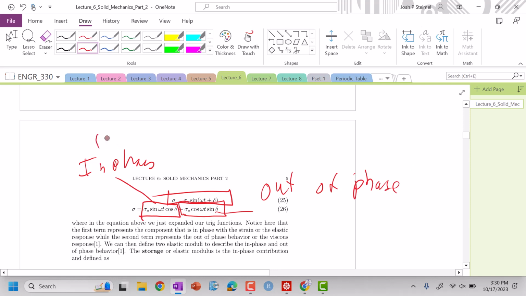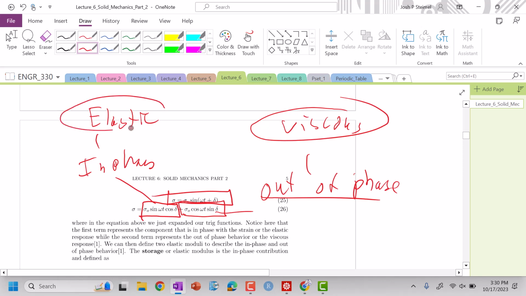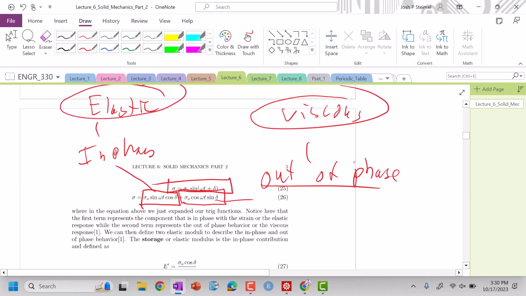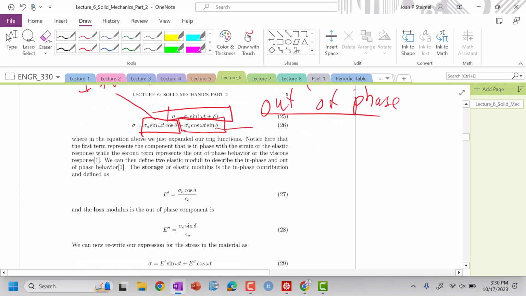So that in-phase component is essentially our elastic response. Our out-of-phase component is our viscous response. So that is going to be our viscous response, and this will be our elastic response. So we can start to define some variables, specifically using our stress and strain expression. We can define our storage or elastic modulus, which is our in-phase component.